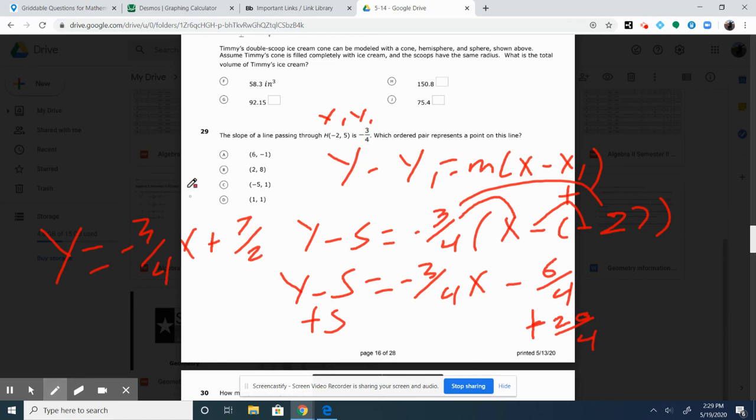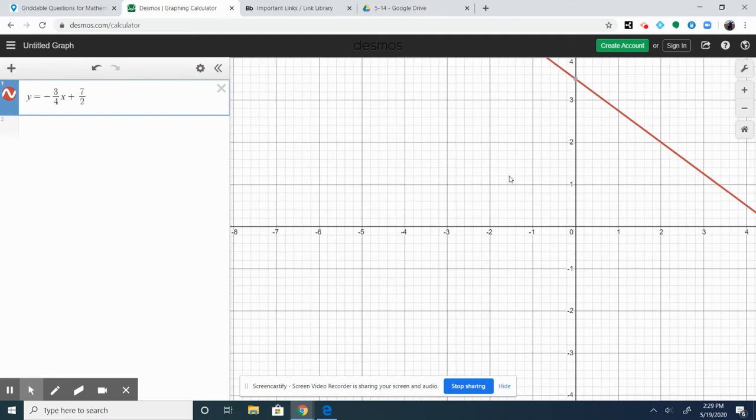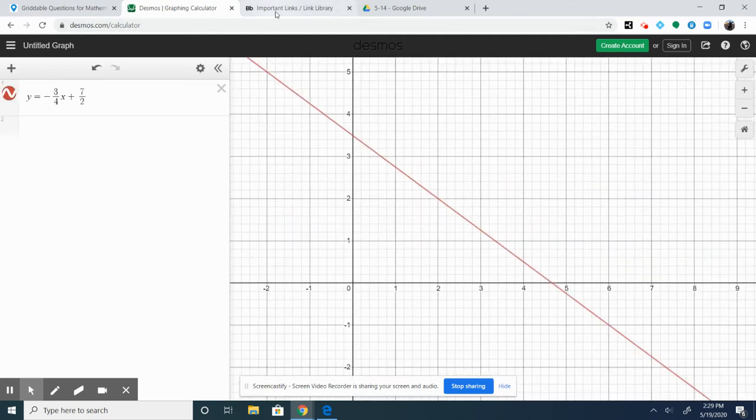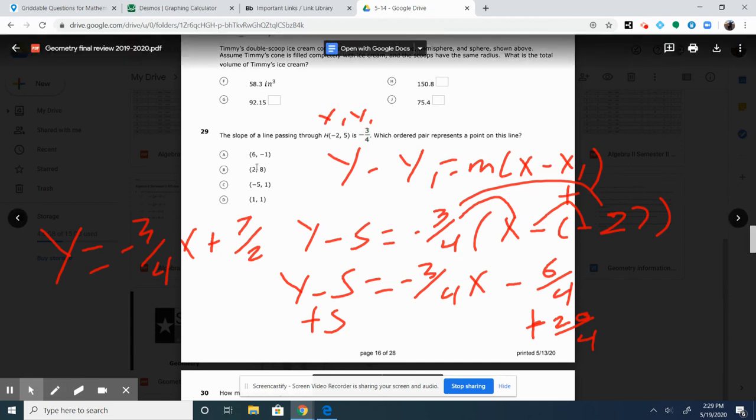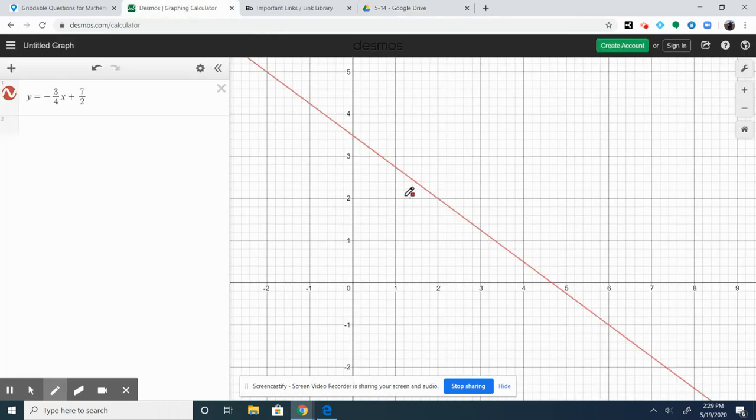So now that we have the formula for our line, we can graph it in the calculator, and it should look something like this. Now we're going to look for which point the line passes through. And the answer would actually be 6 and -1. When we come here, 6 and -1 is right here, 6 and -1.